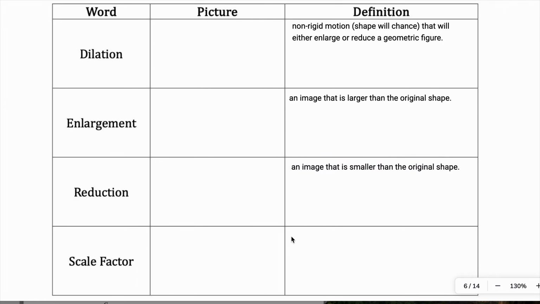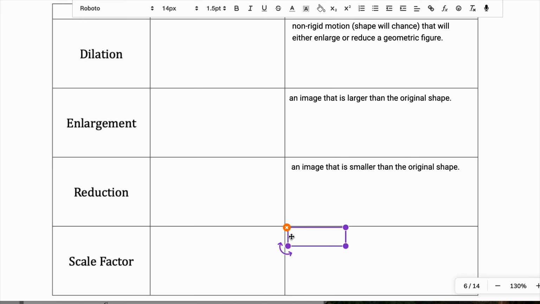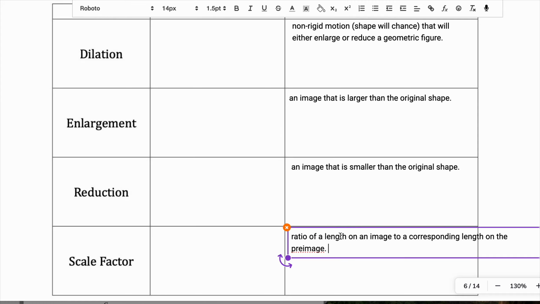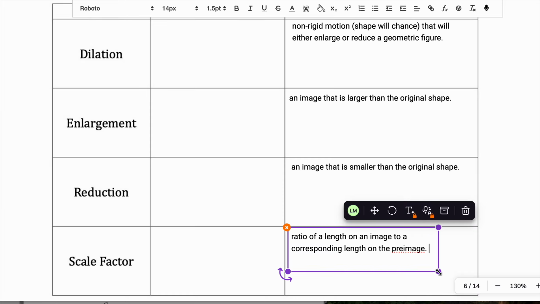The final piece of information we want to get here is the scale factor, and that is the ratio of a length on an image to a corresponding length on the pre-image. Remember, pre-image is your old, so you're looking for a ratio of new to old. And I'll show you how to do that here in a second.